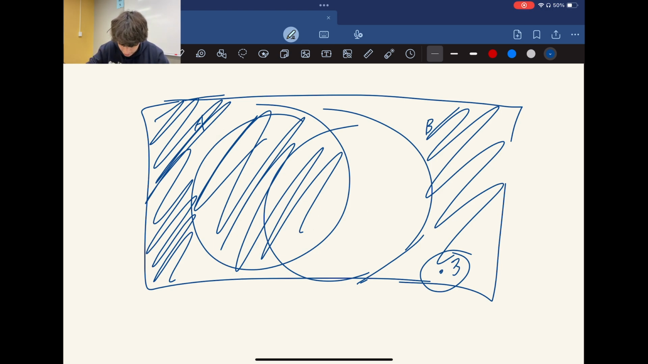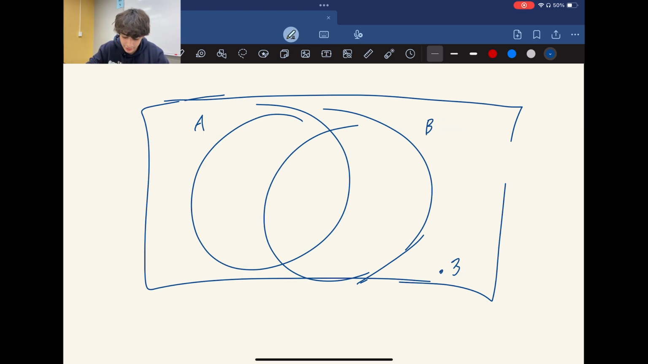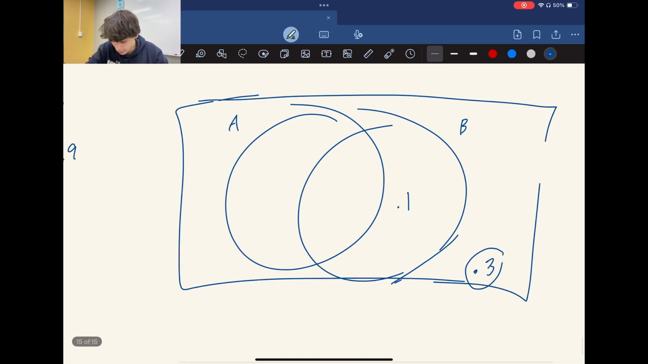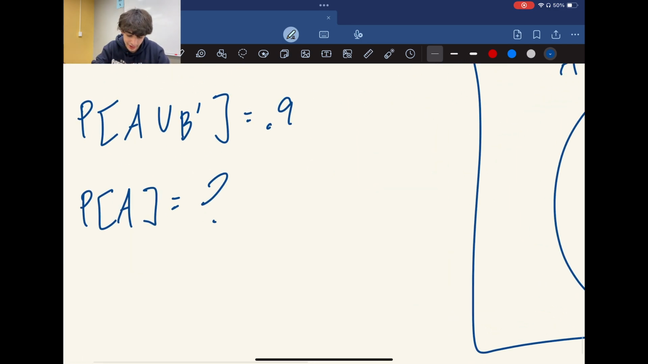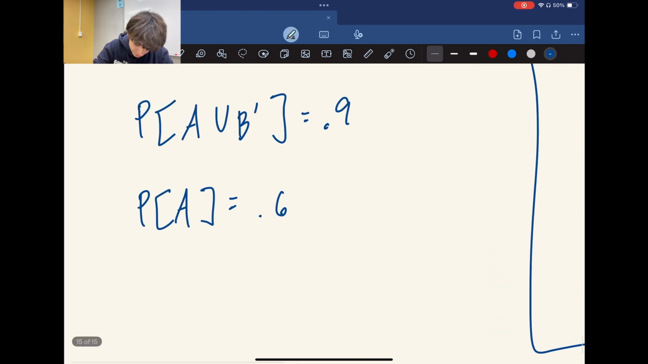So removing my scribbles to get an easier Venn diagram to write on. We know that on the outside is 0.3. We know that just B is 0.1, which means that this whole circle, we don't know how it's divided, but the probability of A is 0.6, and that is what they're asking us for here. That's going to be our answer.